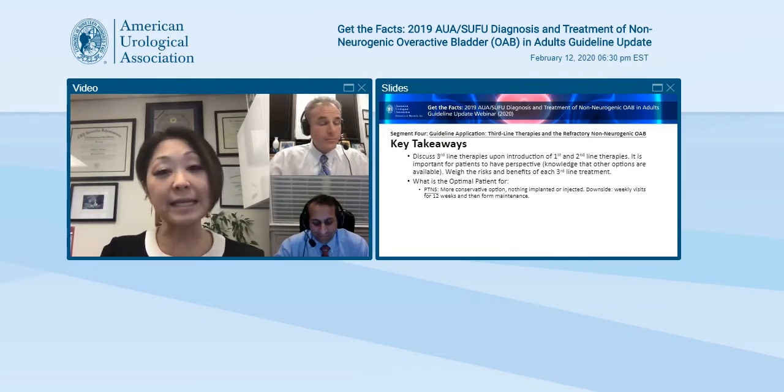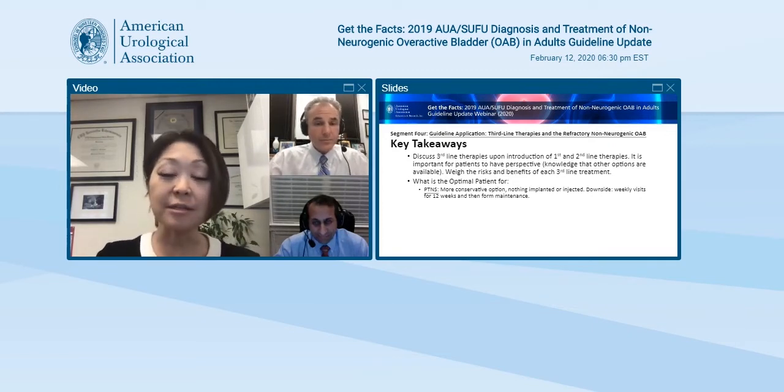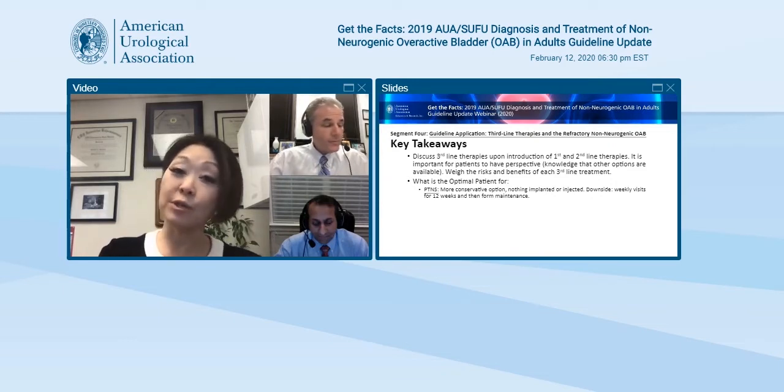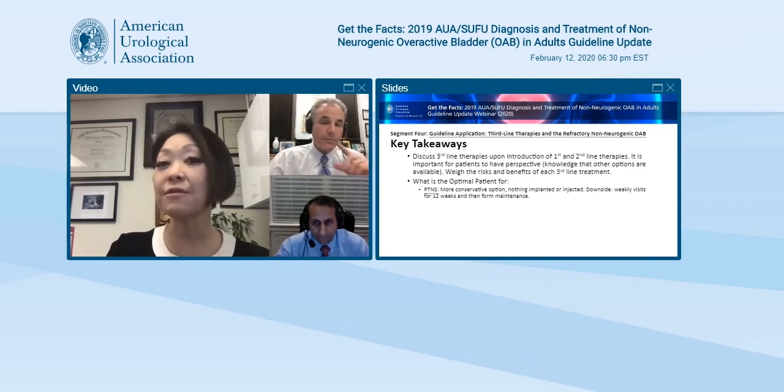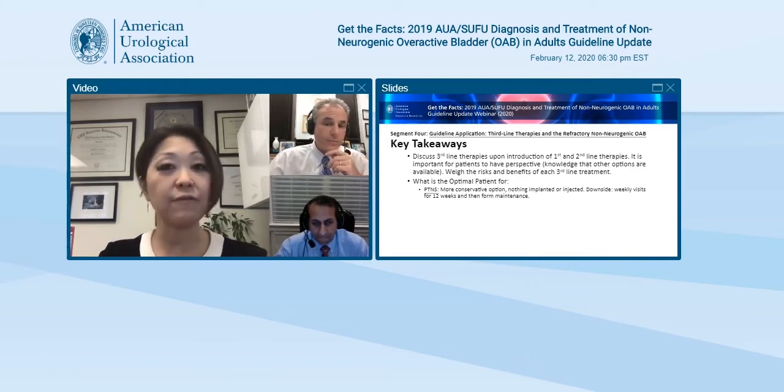There's nothing implanted in the body. There's nothing injected in the body. The only downside to PTNS is they have to come in and see you once a week for 12 weeks and then monthly or so thereafter for maintenance. So it is maybe not the most practical thing for everybody, particularly if they live far away from you. So those are sort of the pros and cons of PTNS.